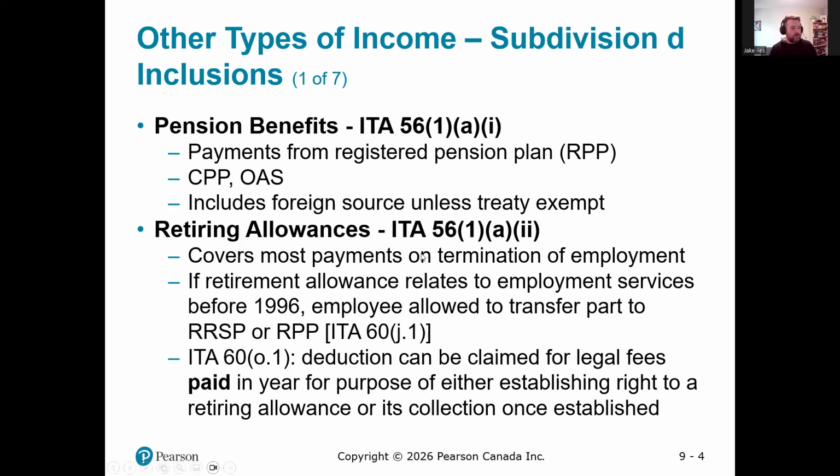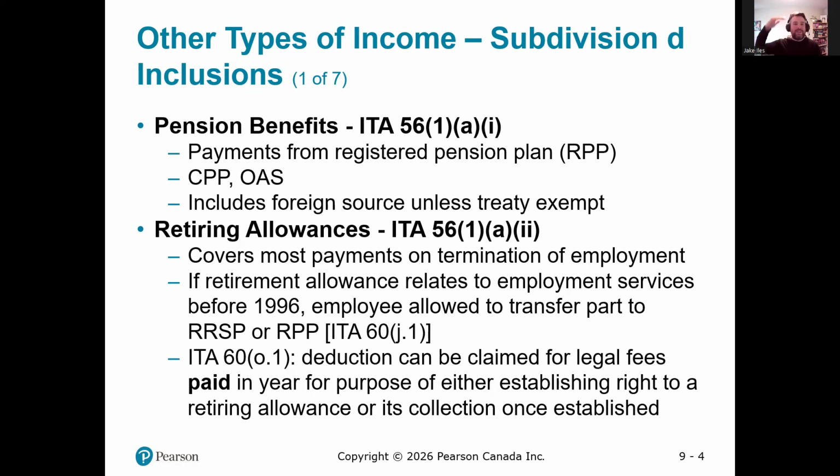So that covers most payments on termination of employment. If the retirement relates to employment services before 1996, the employee is allowed to transfer part to their RSP. So what that's saying is I've received this benefit because I've been working someplace for a very long time. 1996 is 30 years ago. So since I'm getting it by virtue of being with the company for a long time, then I could take this lump sum payment and a portion of it might be able to go into my RSP.